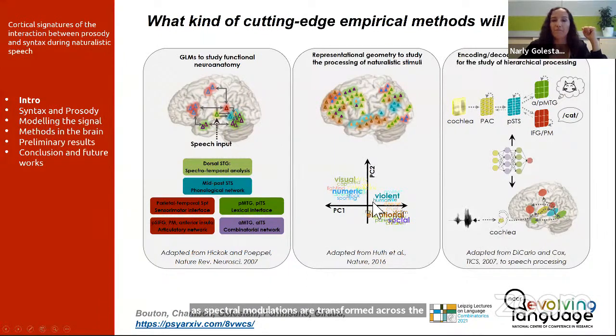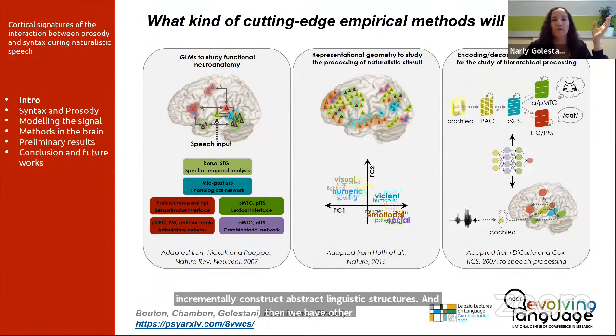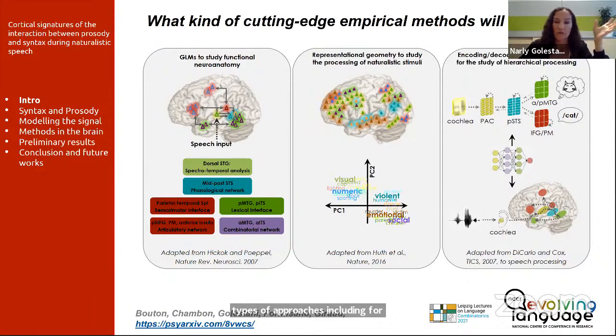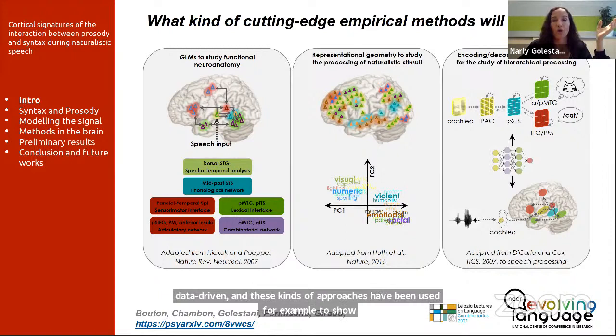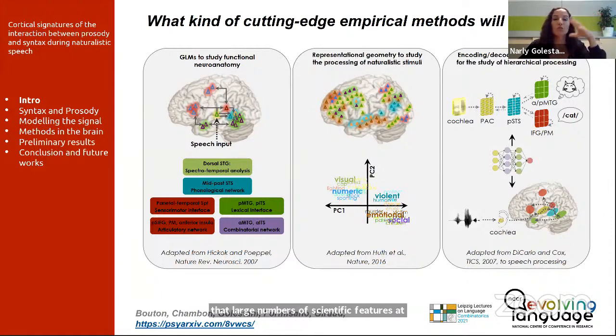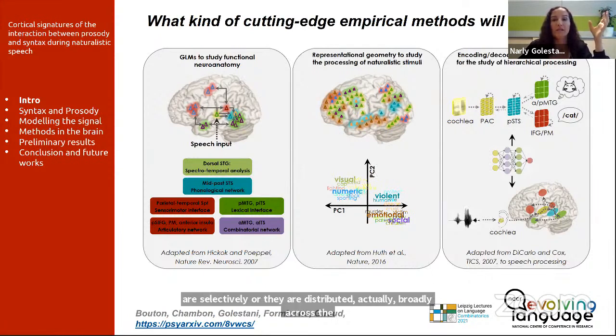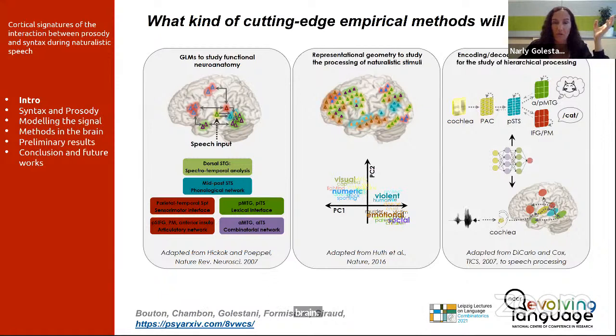Then we have other types of approaches, including, for example, representational geometry approaches and multivariate pattern analysis, that are in this case data-driven. And these kinds of approaches have been used, for example, to show that large numbers of semantic features in naturalistic stimuli are distributed broadly across the brain. The issue with this type of analysis and approach is that the interpretation of the results can be difficult, and the results can be relatively descriptive rather than mechanistic.